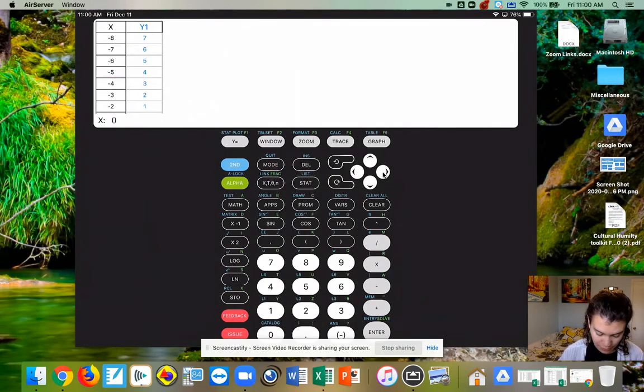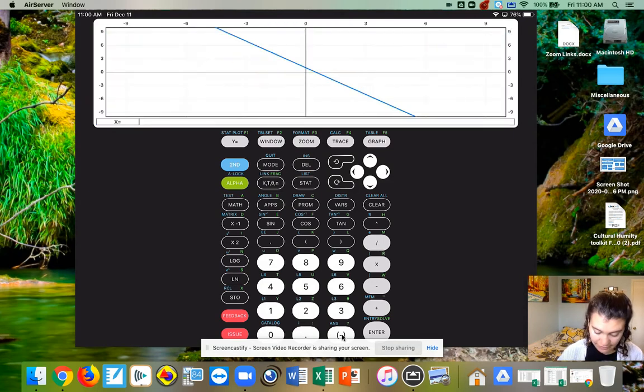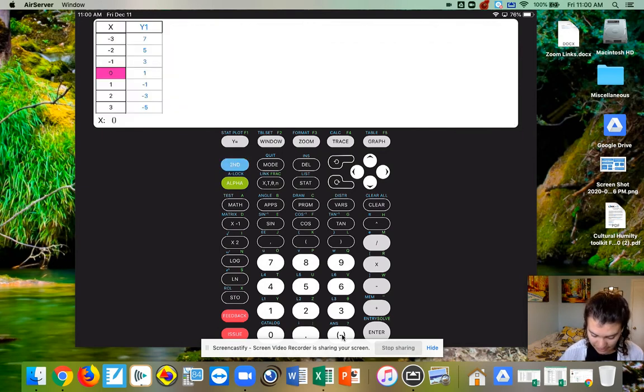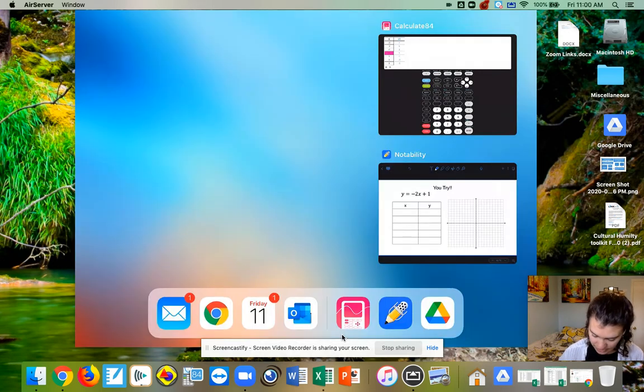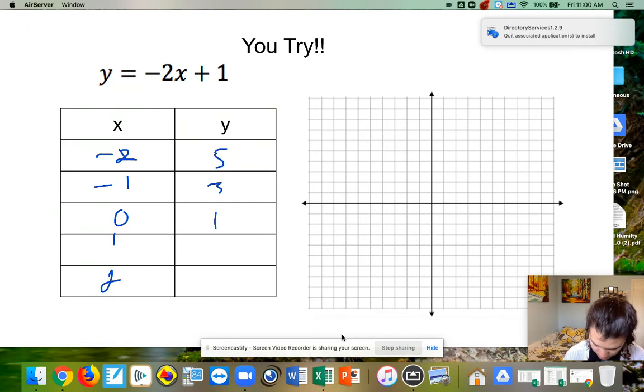Okay, jumping back, hit y equals. So again, right here, y equals. Clear whatever's in there. We want -2x. A note, if you're doing a negative number, you need this little negative down here, not the minus, or it won't work. So -2x plus 1. Hit graph, and we get something like this. If you want the actual points, hit second, graph, and here are the points. And I'm going to go over and write those down. So we'll get 5, 3, 1, -1, -3. And then you can graph it.